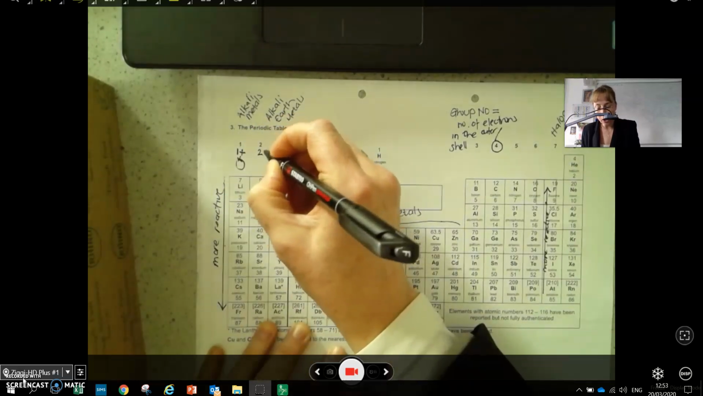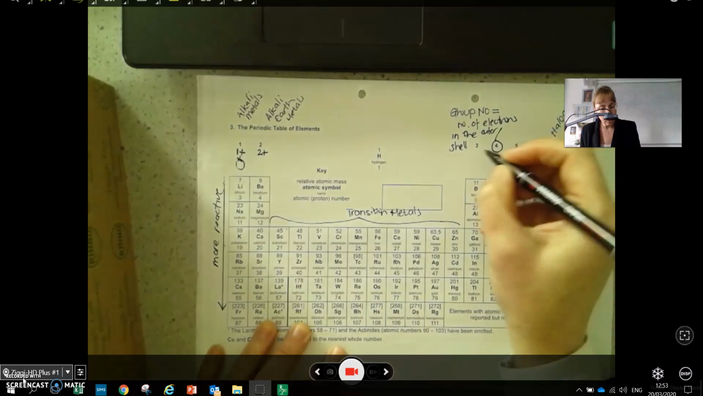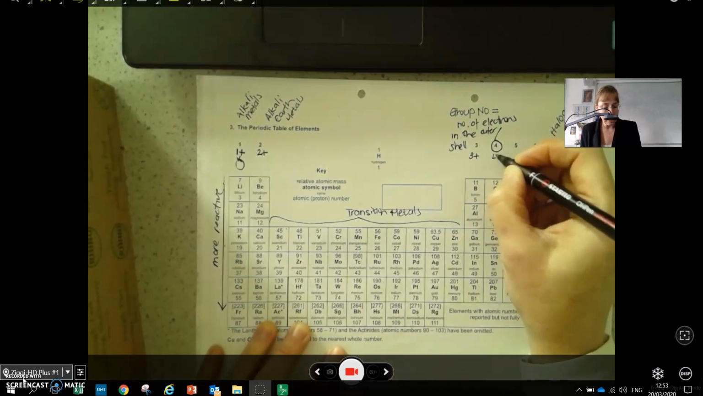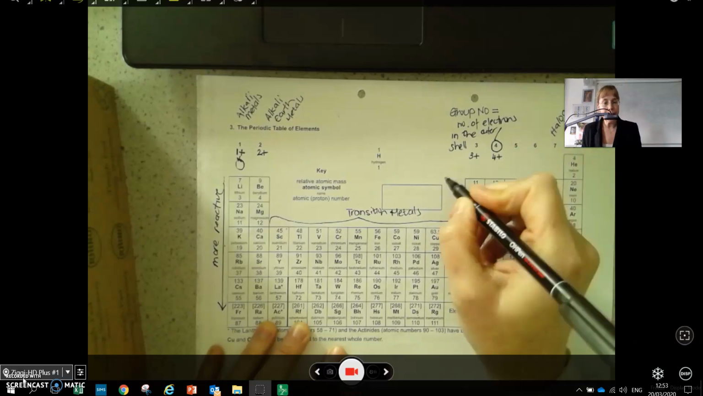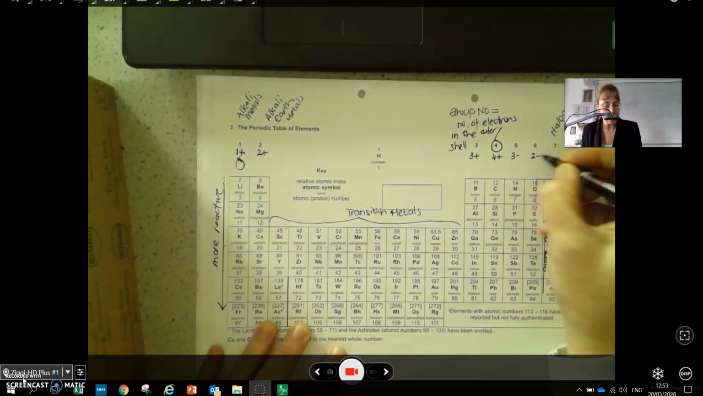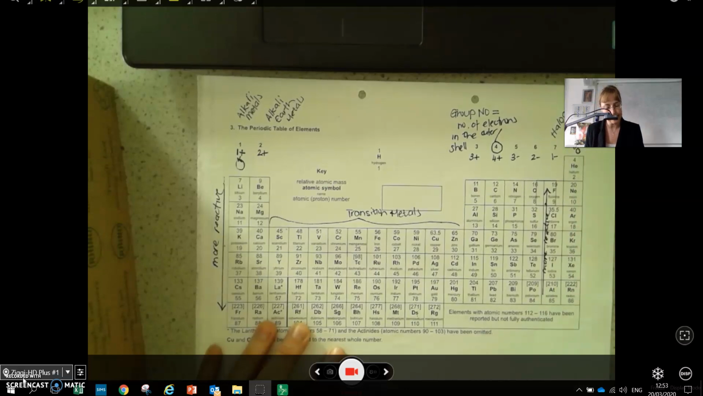Group 2 forms a 2+ ion. Group 3 forms a 3+ ion. And you get the idea, if this could form an ion, it would be 4+. And that's halfway, 1 to 8, 4 is halfway. So we go 3-, 2-, 1-, and of course our noble gases, they've already got a full outer shell, so they don't form ions. Everybody wants to be like the cool kids in group 8.